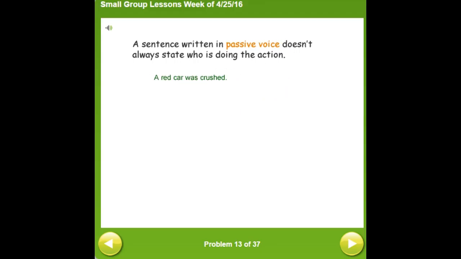A sentence written in passive voice doesn't always state who is doing the action. For example, we could just say, a red car was crushed. This sentence is still written in passive voice because the subject, the red car, is still receiving the action. It's being crushed.